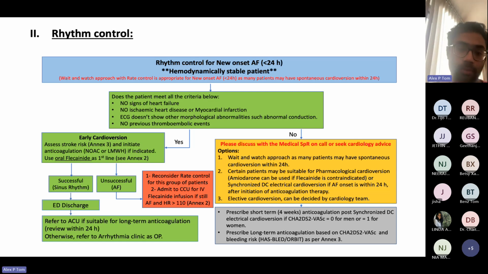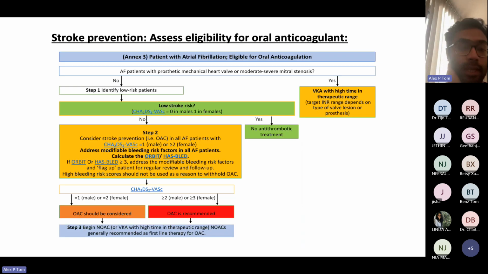Okay, so next, I would like to stress the anticoagulation part of it. There are many tools like the CHA2DS2-VASc score, which is for the risk of developing a stroke. And then there are bleeding risk calculators also, called ORBIT and HAS-BLED. If you just go to MDCalc, you can calculate these scores, and then you can take a decision whether to anticoagulate or not.